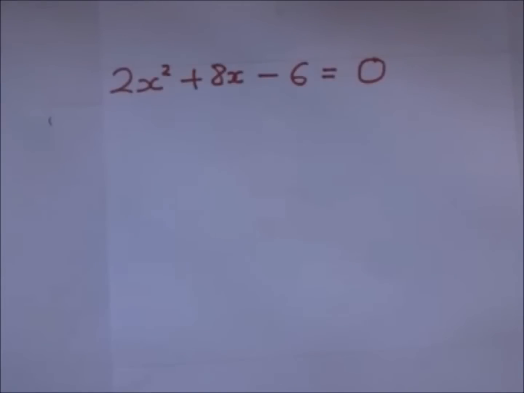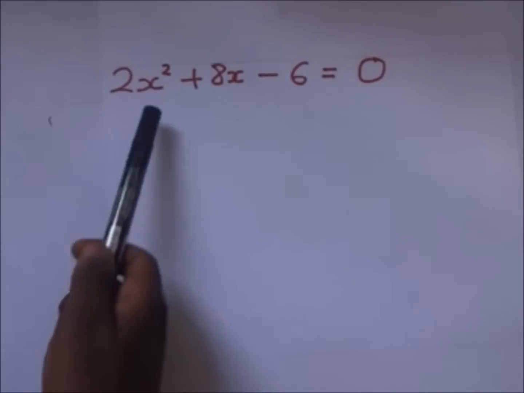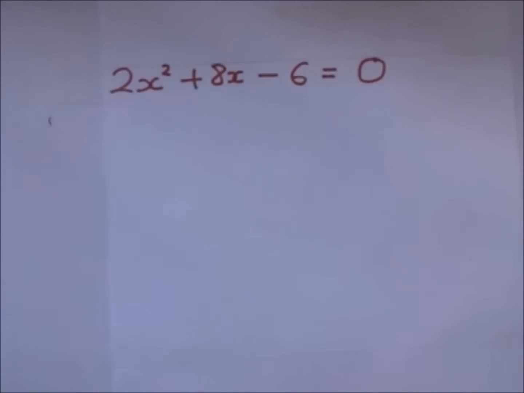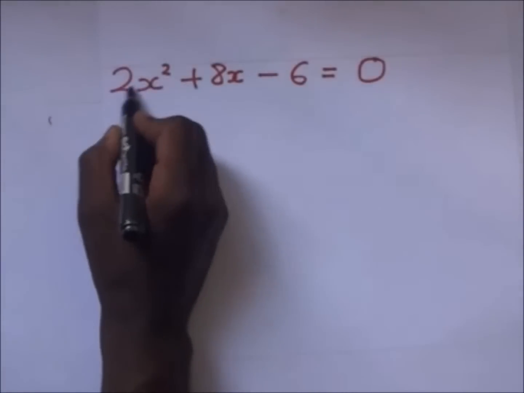Further worked examples on completing squares. We get to look at this: 2x squared plus 8x minus 6 is equal to 0. Before, we've been dealing with quadratic equations whose coefficient of x squared was 1. But now here it is 2. We have to first make sure that the coefficient of x squared is 1.